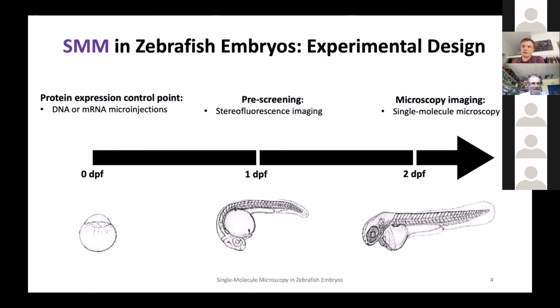One day post injection, we screen the embryos to check if we have the expression patterns that we would like to see. Then, with positive screening, we can move forward the day after to proceed to single molecule microscopy imaging, when the fish is more developed and easier to mount and image. So now we have the single molecule microscopy setup, the model, and the experimental setup. What do we actually image using our setup?